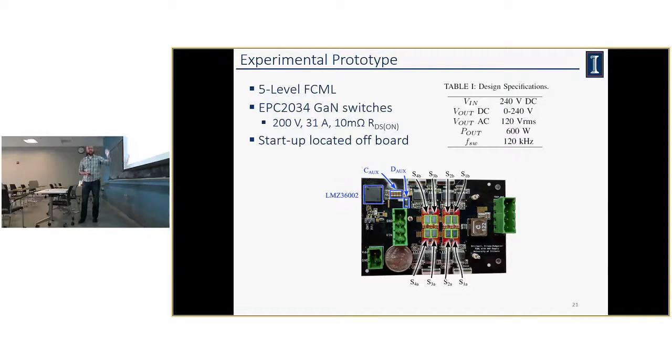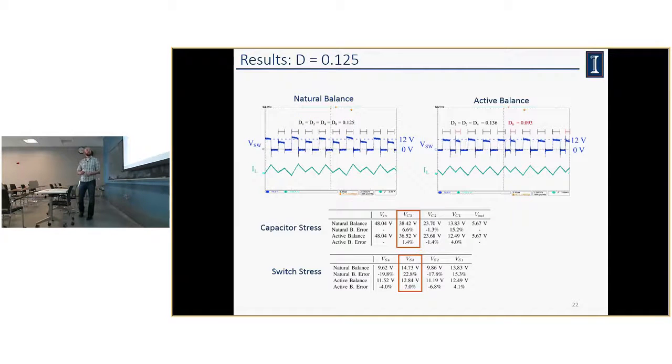Power is designed for about 600 watts, and the switching frequency is 120 kilohertz. We can probably go faster on this as well. It is important to note, I'll talk about startup a little bit later. It's located off-board. Startup at this point is really just a breadboard design that we've shown to work, and we'll include it in another prototype later on.